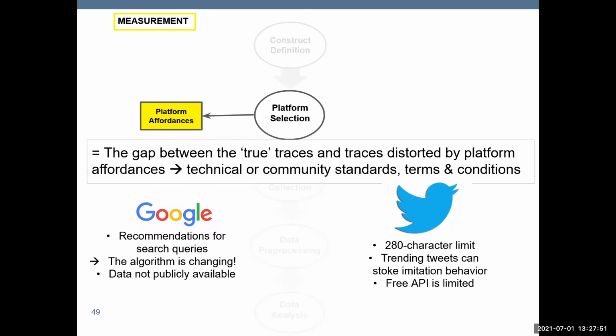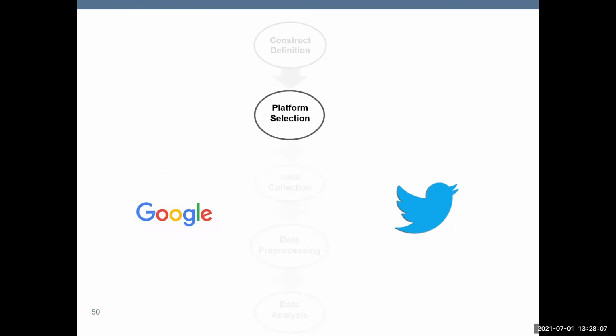And this is an issue of platform affordances, which is the gap between the true trace that we want to measure, the incidence of flu or trace behavior related to that, and the trace behavior that we end up measuring due to these distortions.